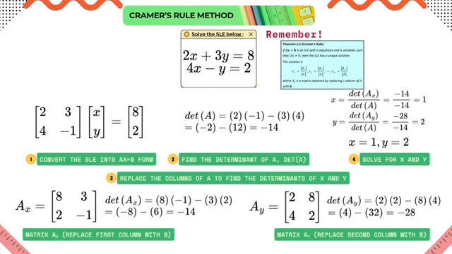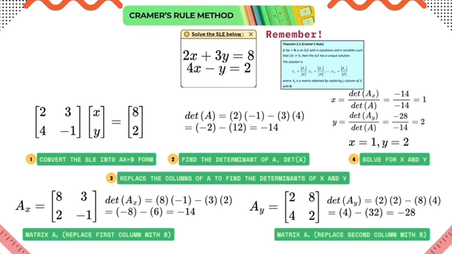The next step is to replace the columns of A to find the determinants for x and y. For Ax, we replace the first column with B. It becomes [8, 3; 2, -1], and the determinant is AD minus BC, which is 8 times -1 minus 3 times 2, which is -14. For Ay, we replace the second column with B. So it becomes [2, 8; 4, 2], and the determinant is 2 times 2 minus 8 times 4, which is -28.